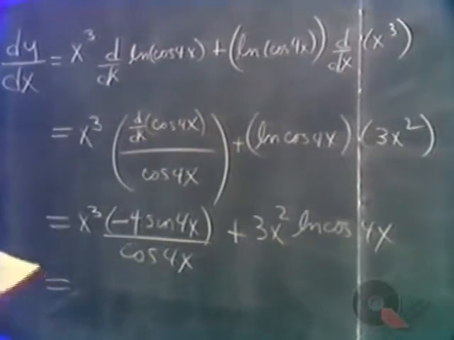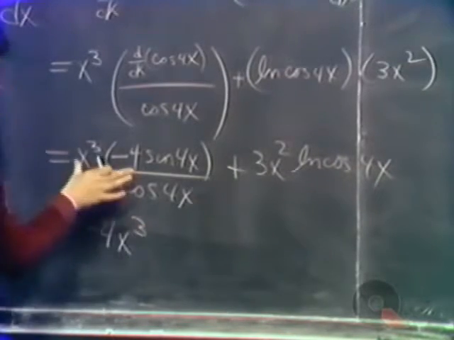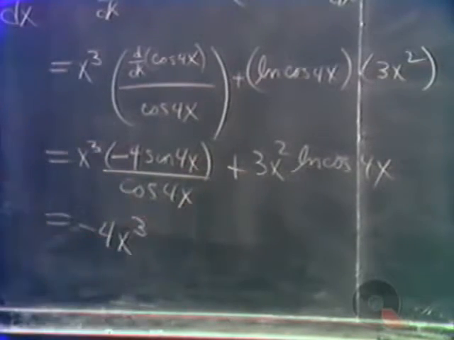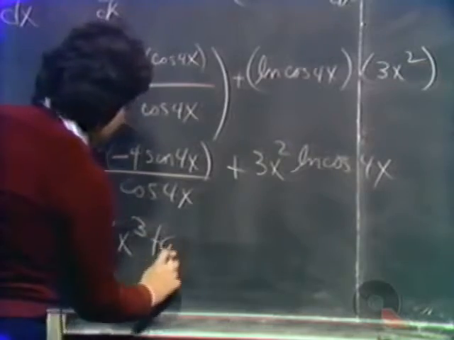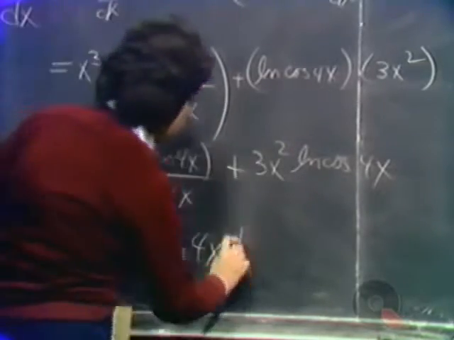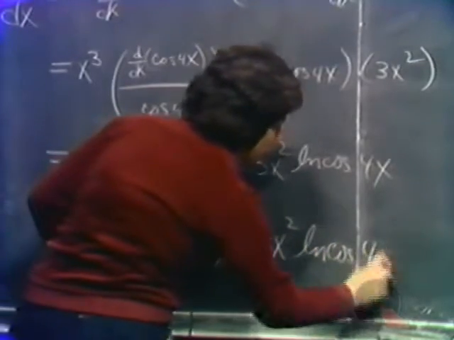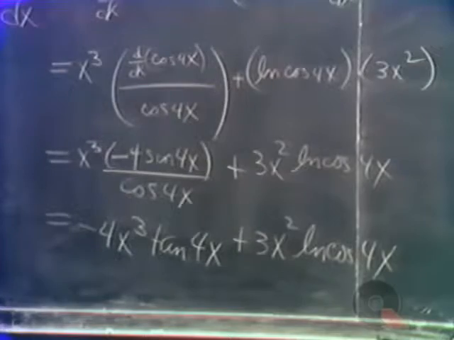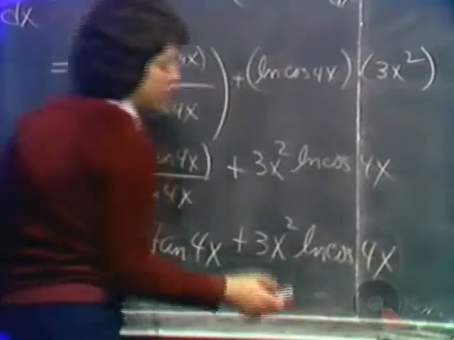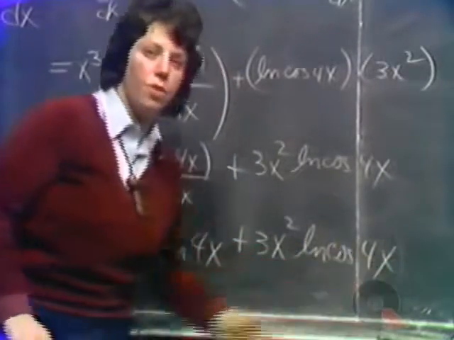And we can simplify this and write this as minus 4x cubed. If you have sine 4x over cosine 4x, you can write that as tangent 4x, or you can leave it sine over cosine, plus 3x squared natural log of the cosine of 4x. Here, if you want to put the parentheses around cosine 4x, fine. If not, it still has to be the same thing. It's clear that we mean the log of this whole thing.